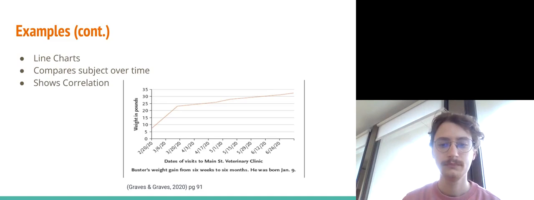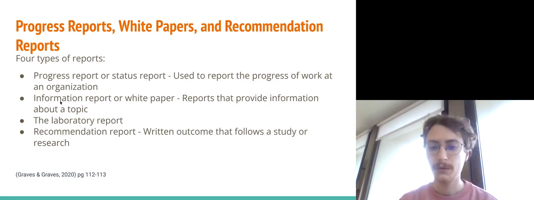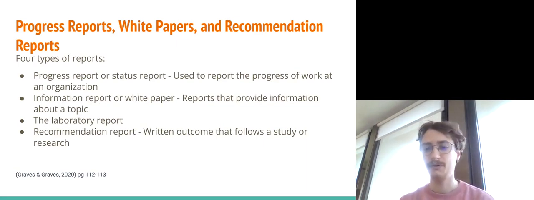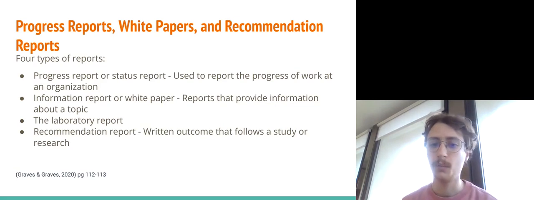Next, I want to talk about progress reports, white papers, and recommendation papers. There were four kinds of reports that we talked about in this chapter, which were progress reports or status reports, which are used to report, as the name suggests, the progress or the status of work that you are doing within an organization. Then there's the information report or white paper, which provides information about a specific topic.